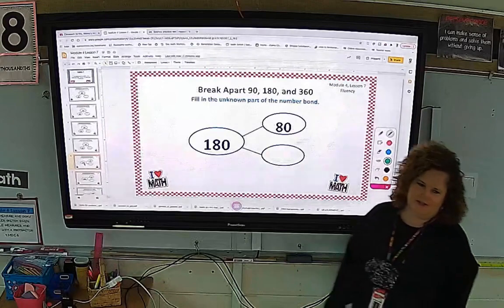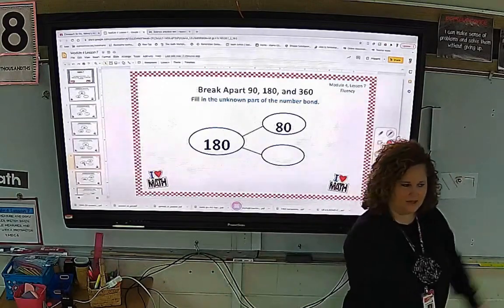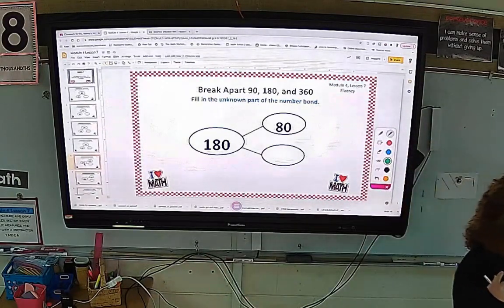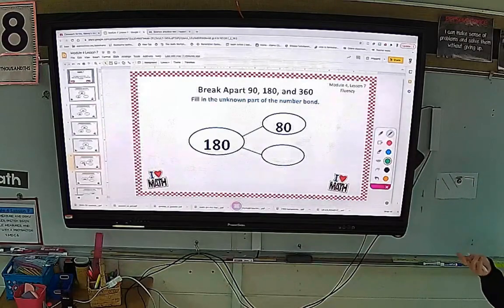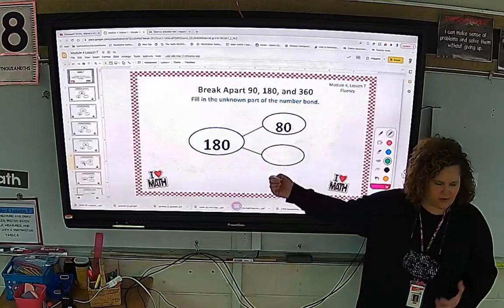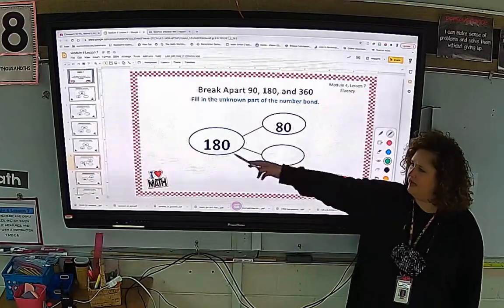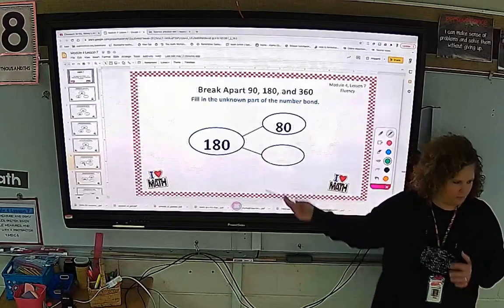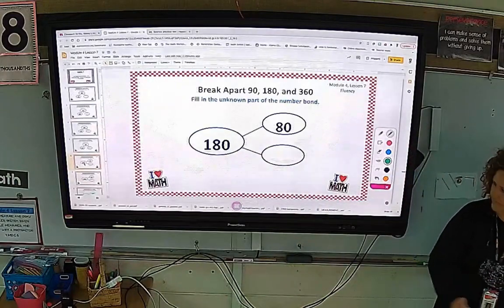That was so hard because the bubbles were sideways. There were times I've had to draw them sideways before because there's just not room sometimes to put them underneath. But it works the same way. It's still a number bond. These two bubbles are still adding up to make that one. So what's missing? 100.